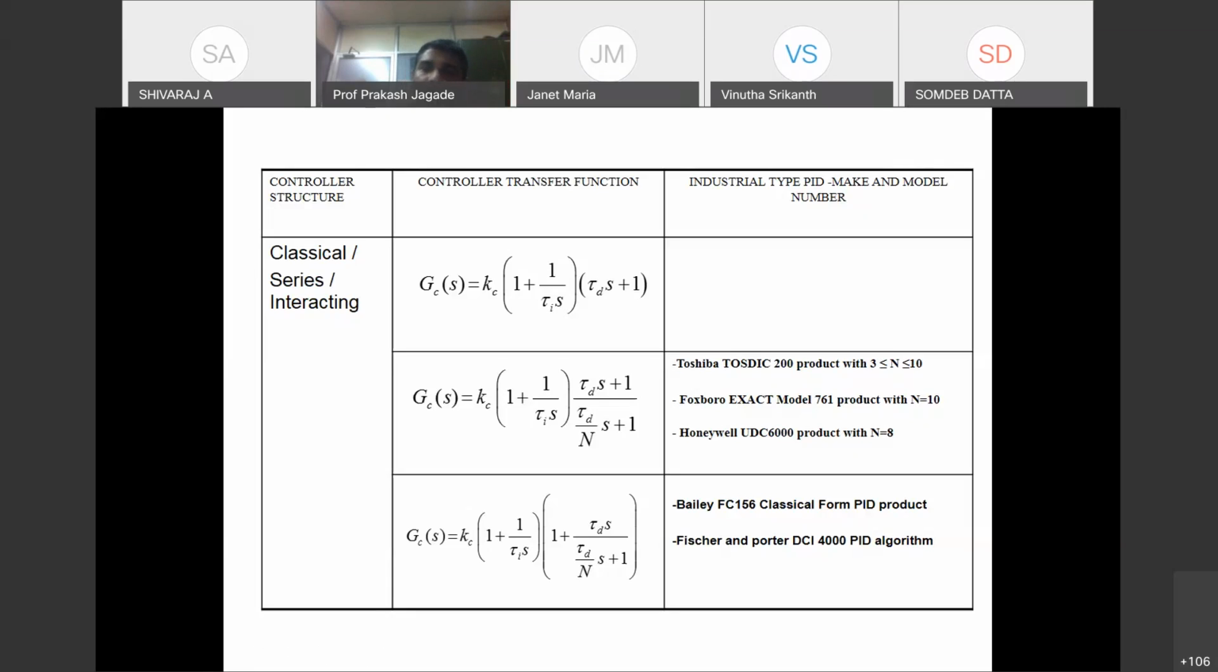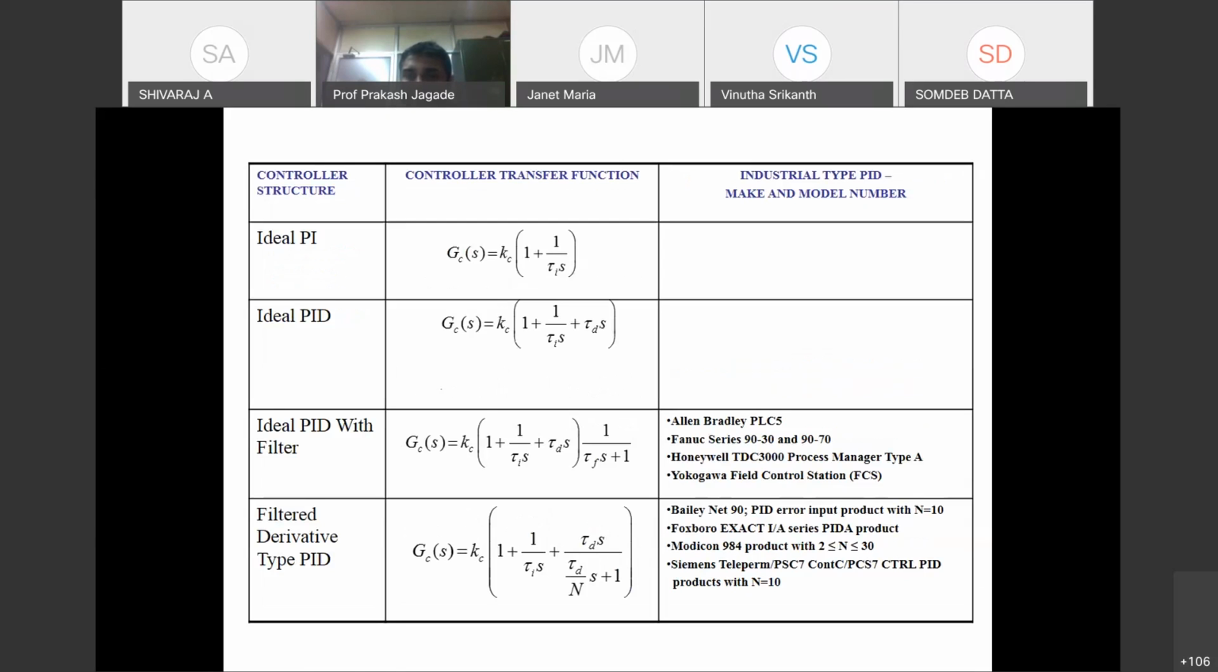But in certain other products, n is considered a variable, and the user can set the value of n, like Kc, tau i, and tau d. But in most industrial type PID controllers, the value of n is set to 10 or 8. In the earlier one also, like in Modicon, there is a lower bound value and an upper bound value. The lower bound is 2 and the upper bound is 30, so the user can select any value greater than or equal to 2 and less than or equal to 30. And in Siemens, the value of n is set to 10. So in certain products the user can set the value, and in certain products n has been prefixed to a constant value.